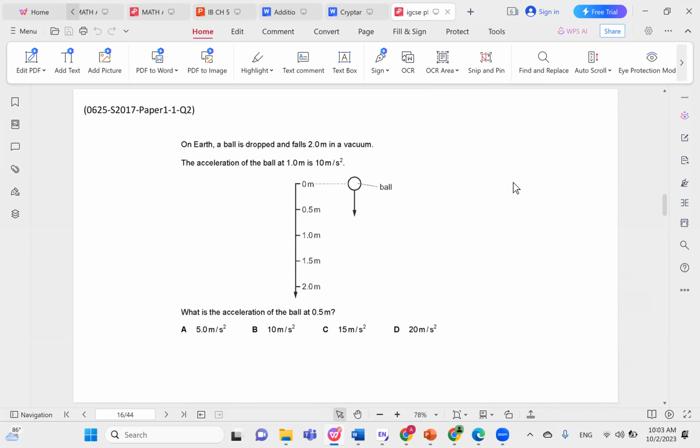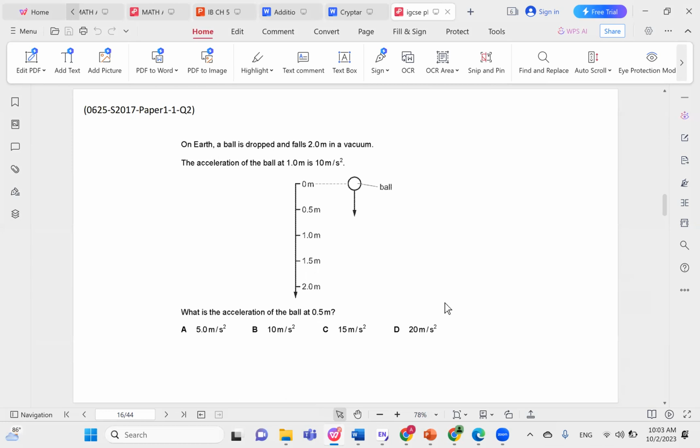Now, on Earth, a ball is dropped and falls 2 meters in a vacuum. So saying that it falls in a vacuum is another way of saying that air resistance can be ignored. The acceleration of the ball at 1 meter is 10 meters per second squared. You can say 9.81, you can say 9.8, you can say 10, depends on how much you're approximating it. So what is the acceleration of the ball at 0.5 meters?